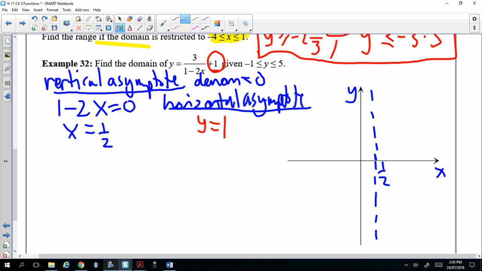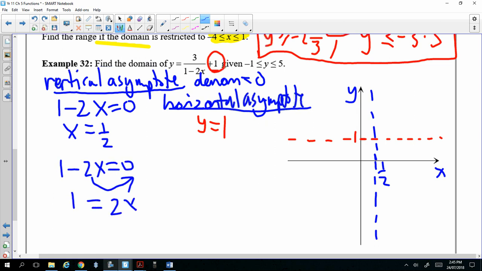Positive, because let me show you more working. 1 minus 2x is 0. Move the 2x term to the right-hand side, then divide by 2. So x is half.